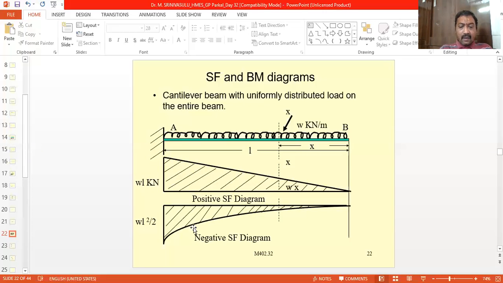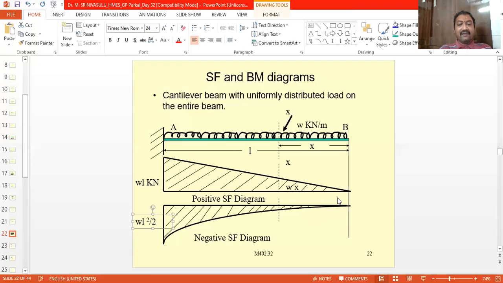Now from this bending moment diagram also, here what is happening, the bending moment is gradual. The bending moment at point B is equal to 0, and the maximum bending moment will be occurring at point A, and the bending moment also gradually increases for the beam from the free end to the fixed end.